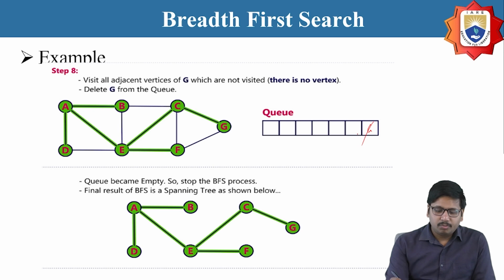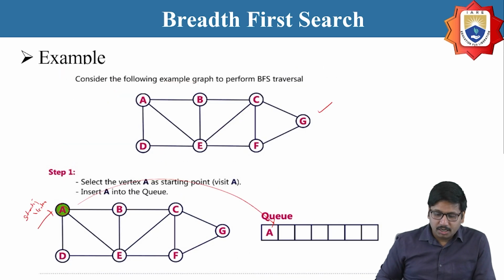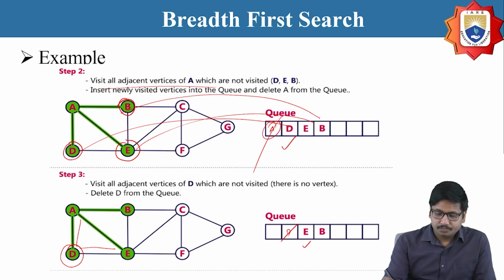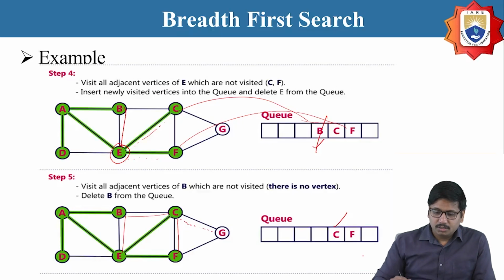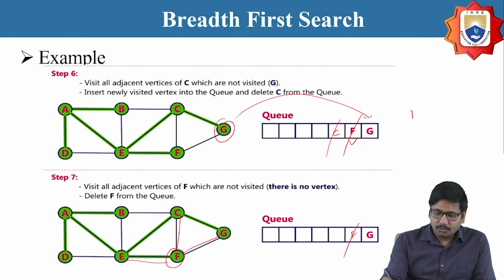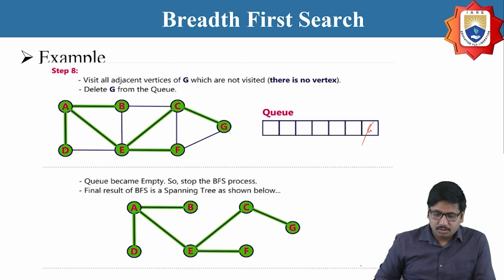So after passing one by one, what are the vertices that are visited here? First, I'm going to delete A. A is the thing. And next, I deleted D. And here B. And here C, F, and G. So those are the vertices that I'm going to delete, right?